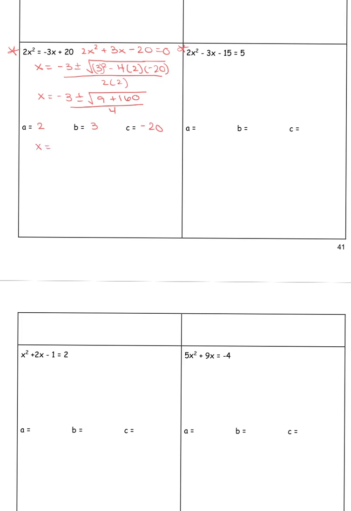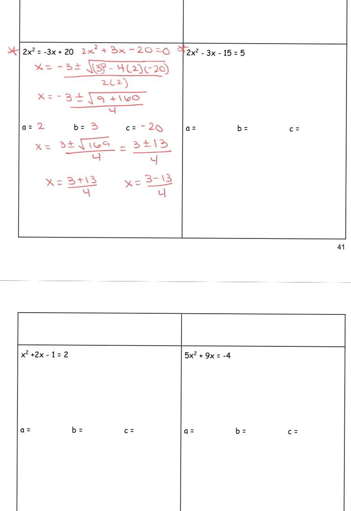So I have x is equal to negative 3 plus or minus the square root of 169, divided by 4. Excuse me, not the square root because we've already taken these square roots. So we're going to have negative 3 plus or minus 13, and that's going to be divided by 4. So I have x is equal to negative 3 plus 13 divided by 4. And I have x is equal to negative 3 minus 13 divided by 4.